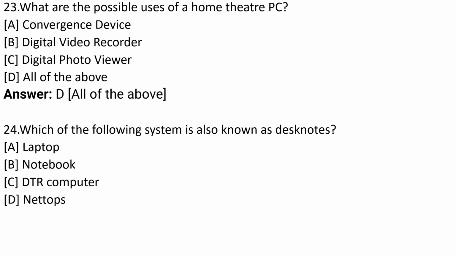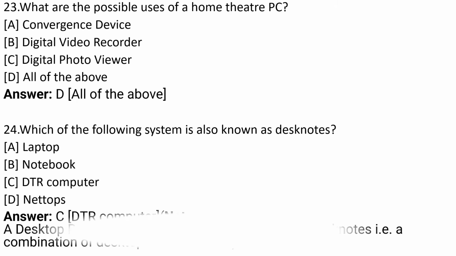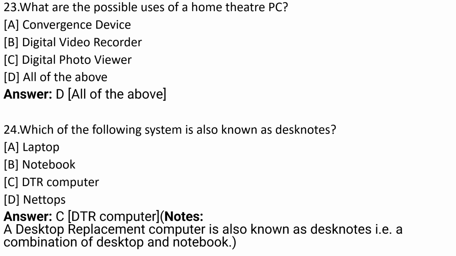Question number 24. Which of the following system is also known as desk notes? Option A, laptop. Option B, notebook. Option C, DTR computer. Option D, nettops. And the answer is option C, DTR computers.